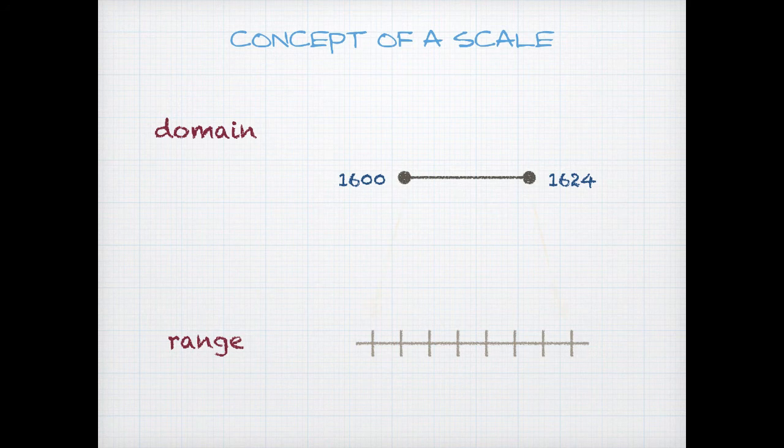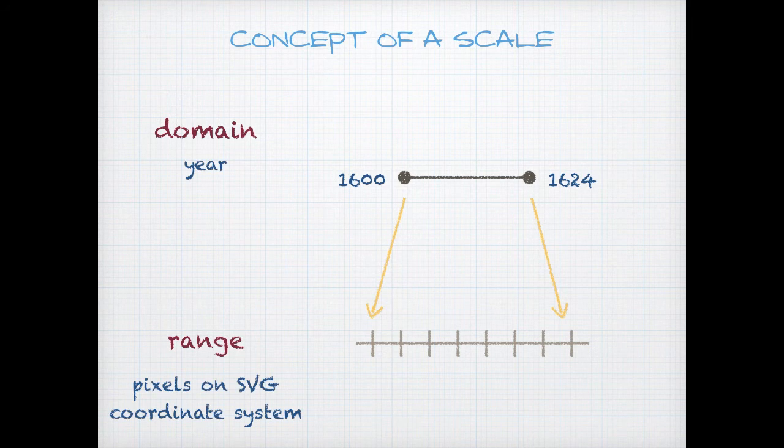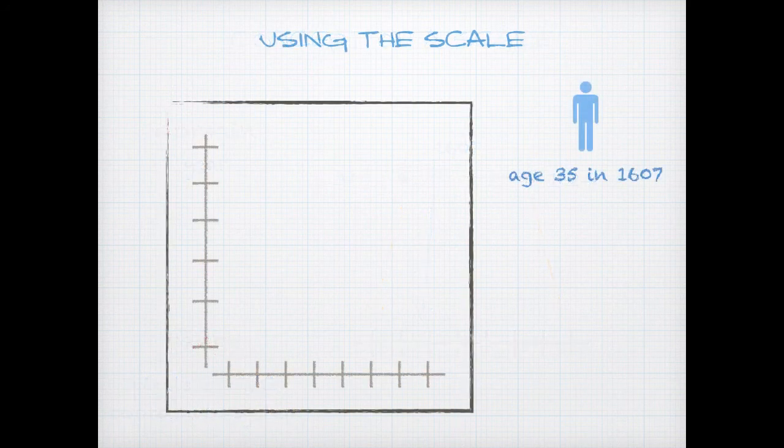So obviously the same thing, right? 1600 is going to map to something towards the left-hand side of that axis. 1624 is going to map somewhere to the right-hand side. The domain for this one is going to be my year, and the range, again, same thing: pixels on an SVG coordinate system. If I take something like 1607, obviously that's going to go closer to 1600, so it's going to hang somehow on the left-hand side of that axis.